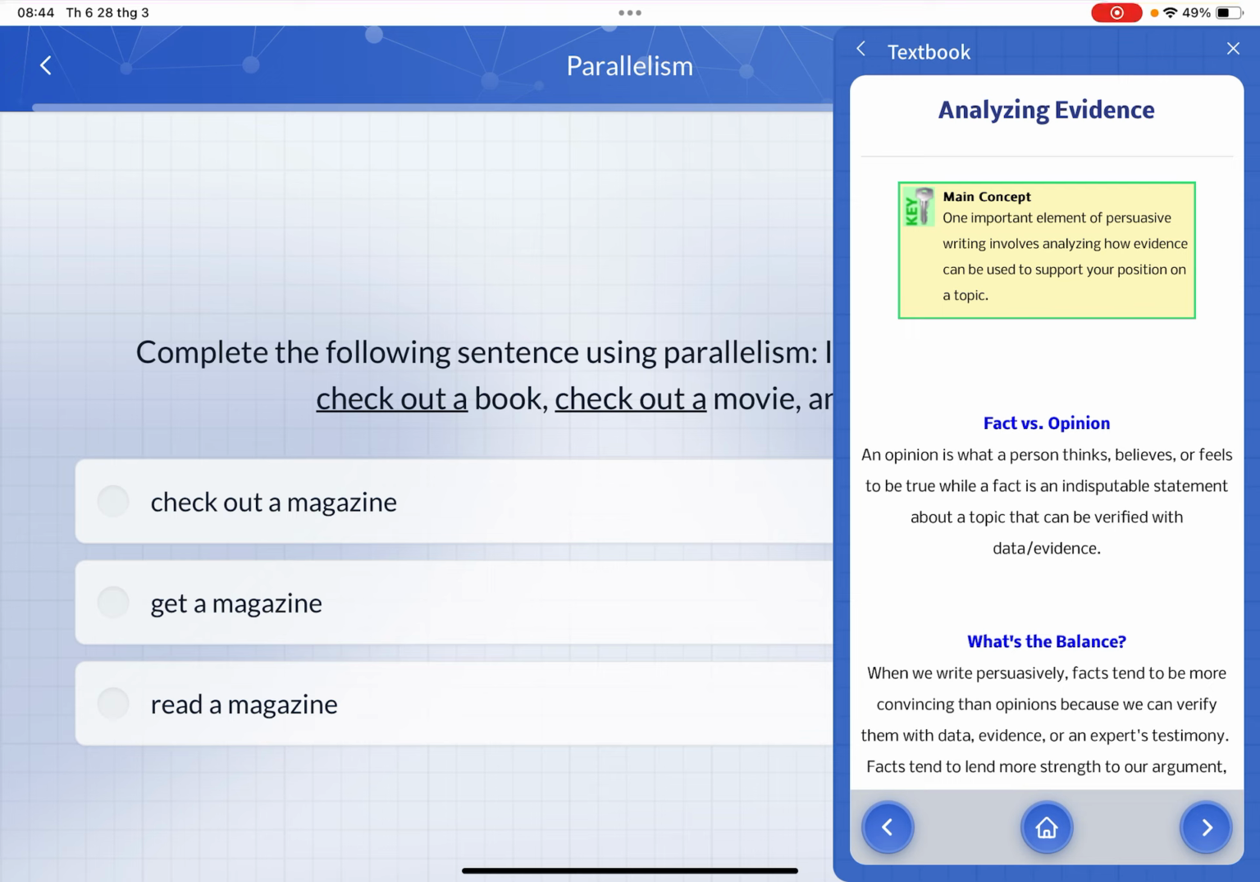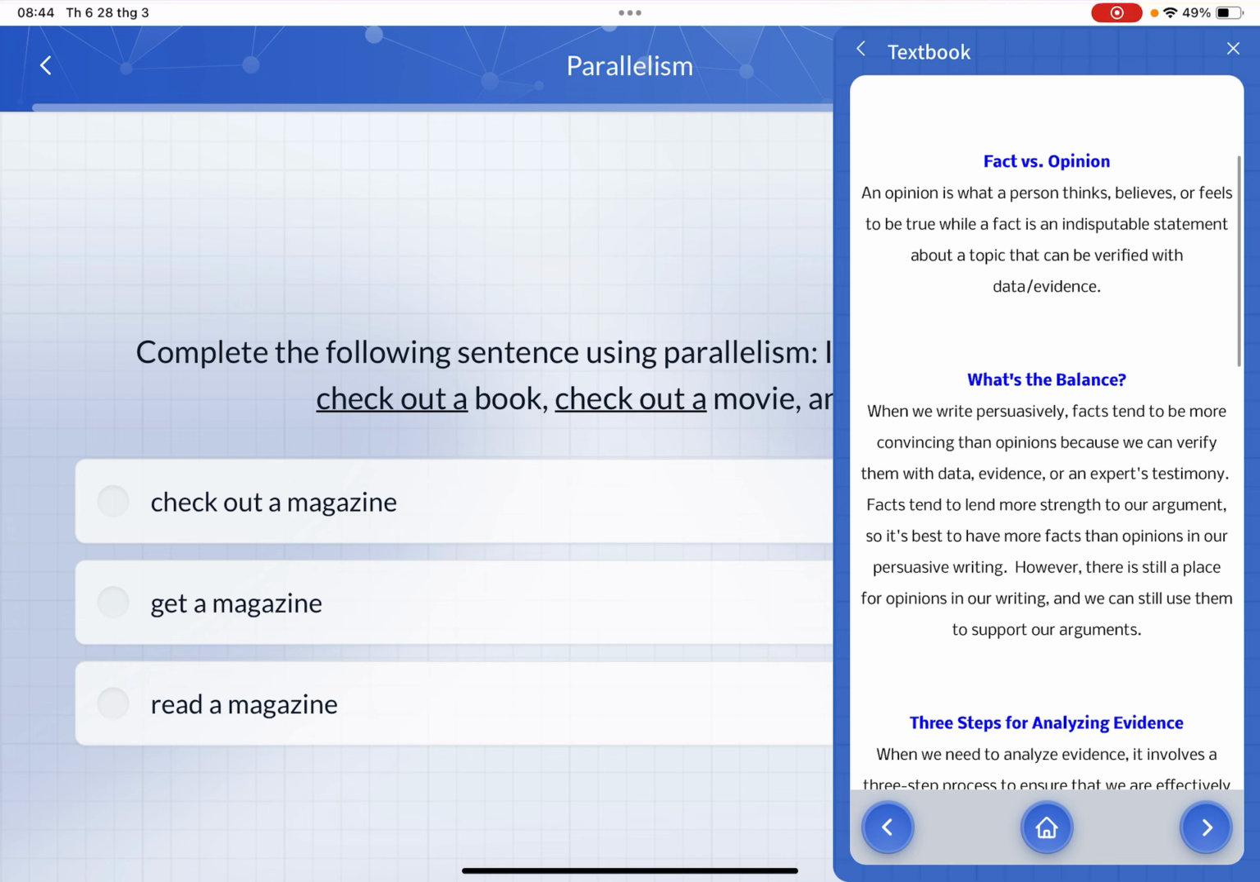Now, we all know that fact and opinion are completely different from each other. An opinion is what a person thinks, believes, or feels to be true. But fact is something else. A fact is an indisputable statement about a topic that can be verified with data or evidence, so that it is completely true. It has evidence to it.